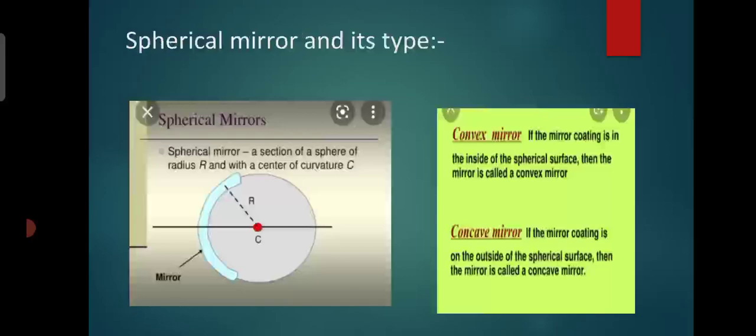Convex mirror: if the mirror coating is inside the spherical surface, it is called a convex mirror. And concave mirror: if the outer surface is spherical and shiny, it is called a concave mirror. So there are two types of spherical mirror, the convex mirror and the concave mirror.